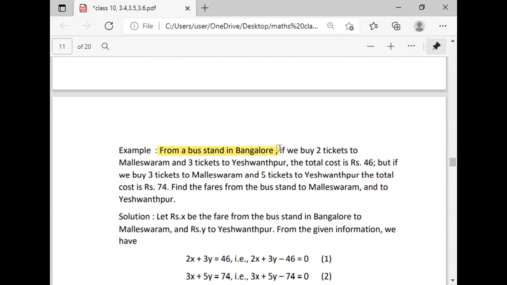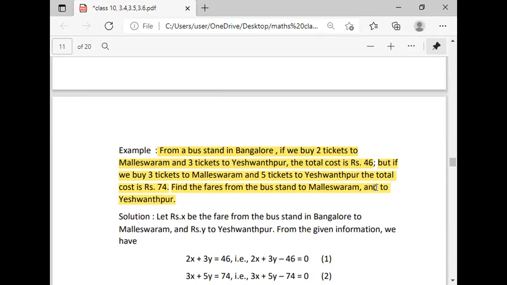From a bus stand in Bangalore, if we buy 2 tickets to Malleshwaram and 3 tickets to Yeshwanthpur, the total cost is rupees 46. But if we buy 3 tickets to Malleshwaram and 5 tickets to Yeshwanthpur, the total cost is rupees 74. If so, find the fares from the bus stand to Malleshwaram and to Yeshwanthpur.